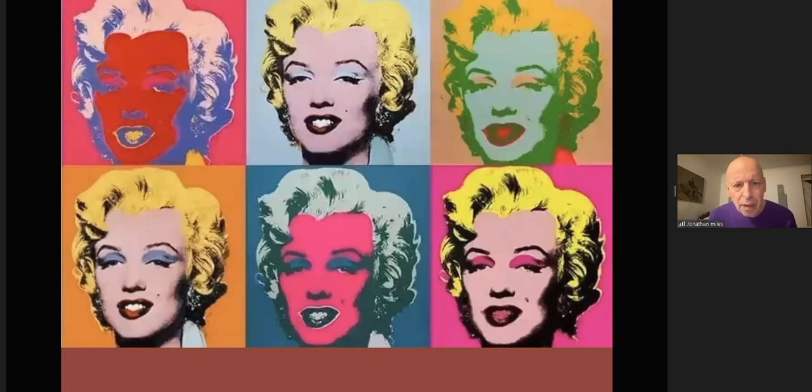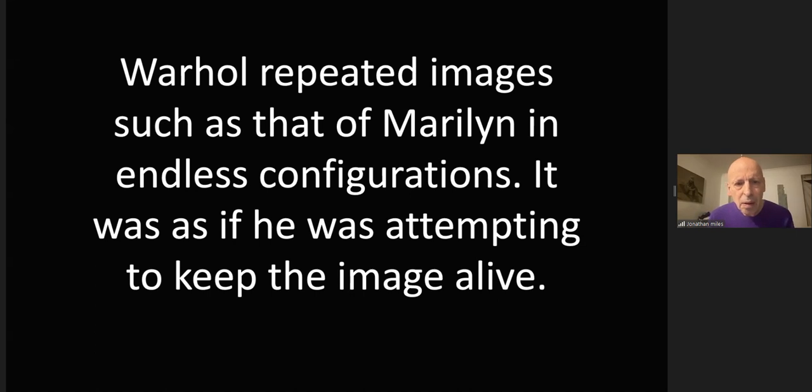They met two times, once in Paris, I think Bacon was showing at the Grand Palais, and then the second time in the Metropolitan Museum in New York, when he was doing a show there, he met Warhol. They both exchanged ideas to do with serialization and color. Warhol repeated images such as that of Marilyn in endless configurations. It was as if he was attempting to keep the image alive.